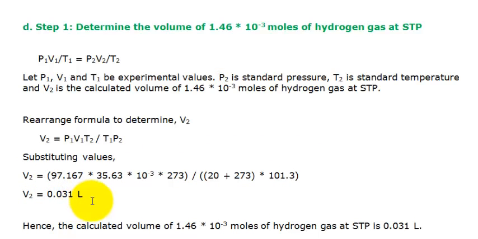Now using your calculator, you will find out that V2 equals 0.031 liters. Hence, the calculated volume of 1.46 times 10 to the power of negative 3 moles of hydrogen gas at STP is 0.031 liters.